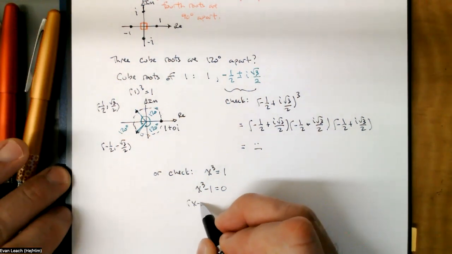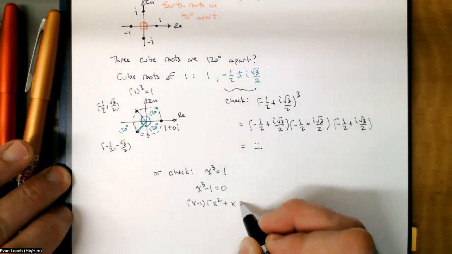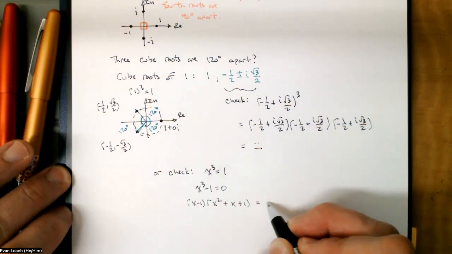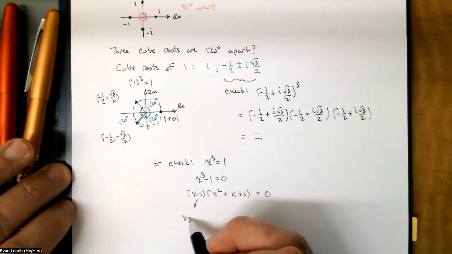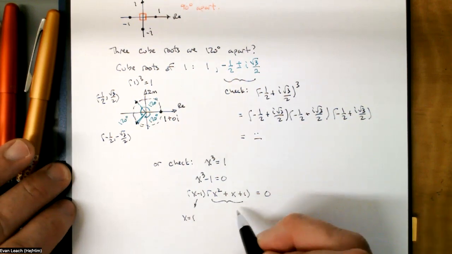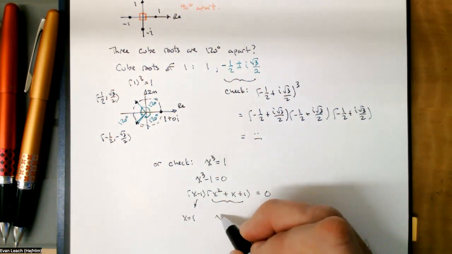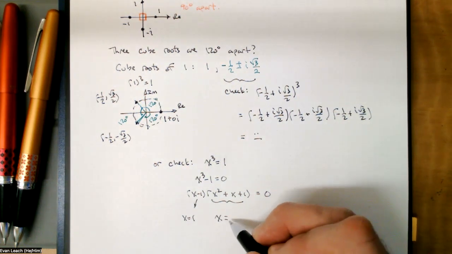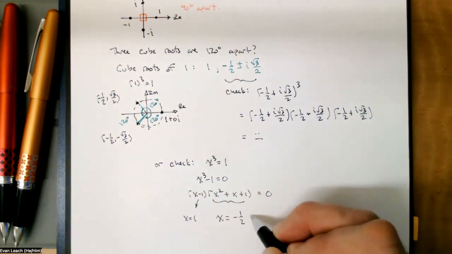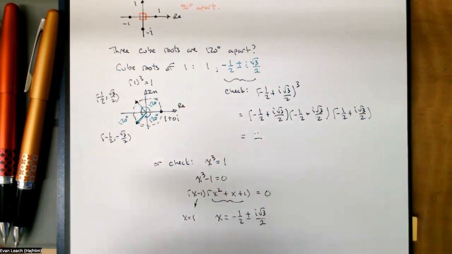One factor is x minus 1. The other factor is x squared plus x plus 1. Here's where we get the 0, x equals 1. Here's where we would solve by completing the square or the quadratic formula, where x is equal to -1/2 plus or minus i times root 3 over 2.